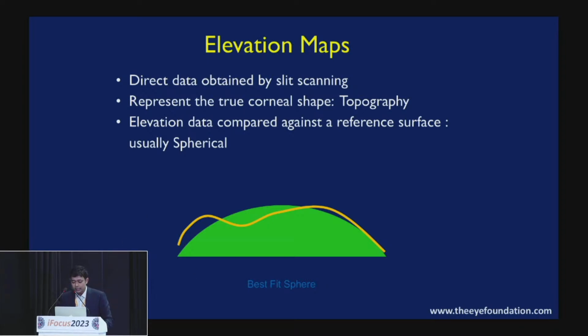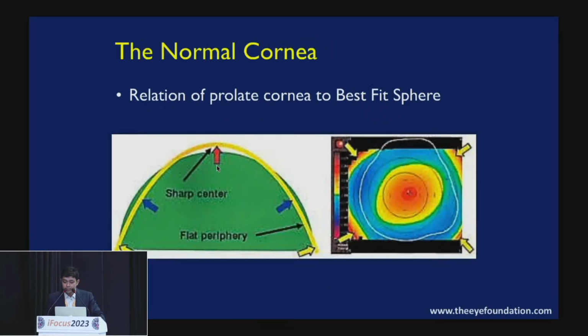Okay? So again, let's say our cornea is normally prolate, that is, it is steeper in the center and flatter as we go towards the periphery. So all these points, the central to peripheral data points, are taken, and a best fit sphere, most commonly we use a best fit sphere, that is the sphere which best conforms to that particular cornea, and the points which are higher than the best fit sphere are shown in red elevations, the points which are lower than the best fit sphere are shown in colder colors or blue colors.